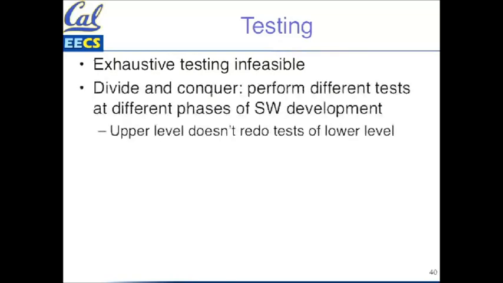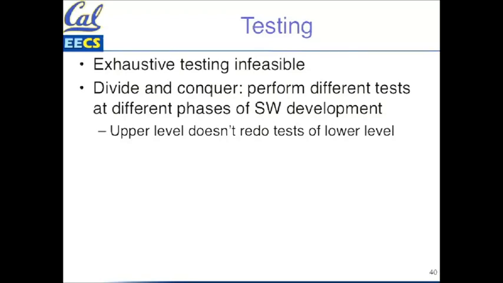So what do people do? What we always do in computer science, we divide and conquer. We perform different tests at different phases of software development. And we're going to build up, right? Layers of interpretation, layers of abstraction. That's our standard shtick here. And what we're going to do is some testing at a low level, and the levels above it are going to assume they've done that testing right and go ahead.